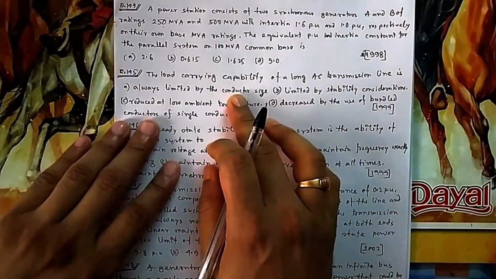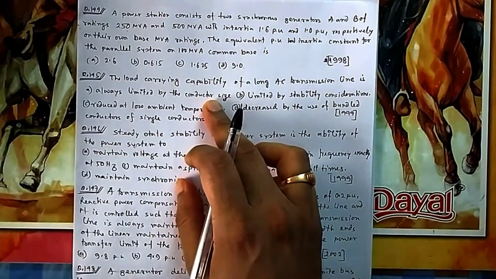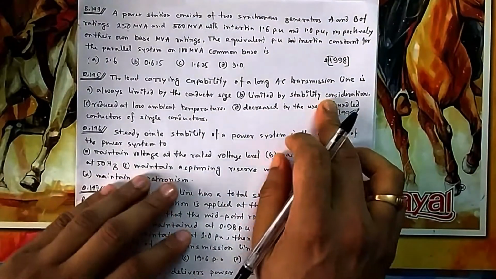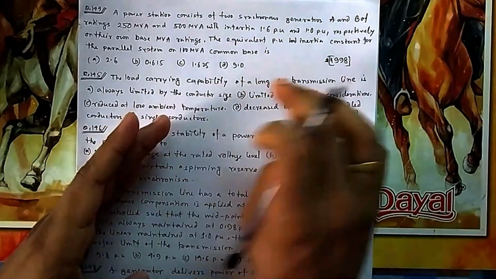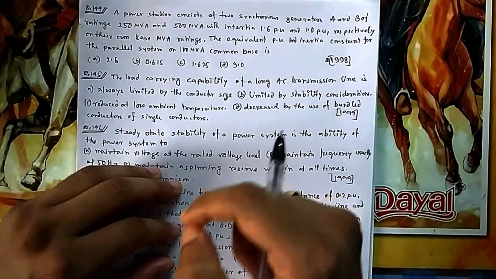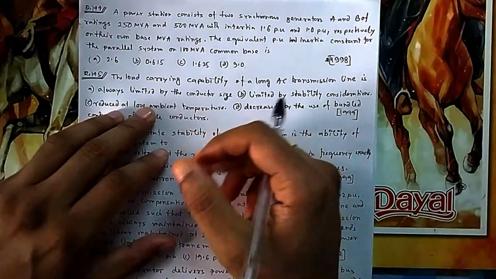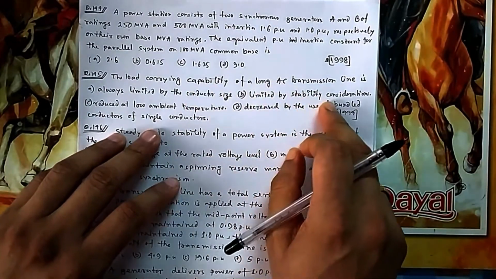is always limited by conductor size. No, this is not how much current it can flow. This actually depends on the stability consideration. First we consider what is the steady state stability limit, how much maximum power we can throw. Once we calculate that power, on the basis of power we calculate how much current it will take, and then on the basis of that we decide the size of the conductor. So the load carrying capability is mainly dependent on the stability consideration.